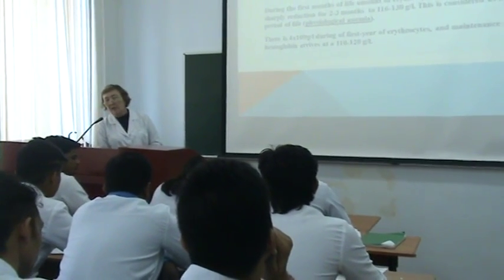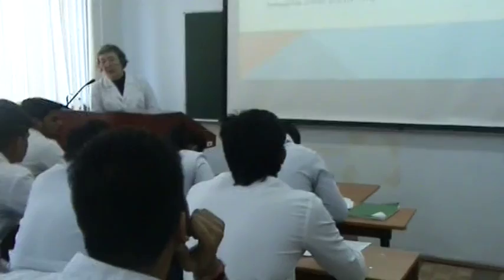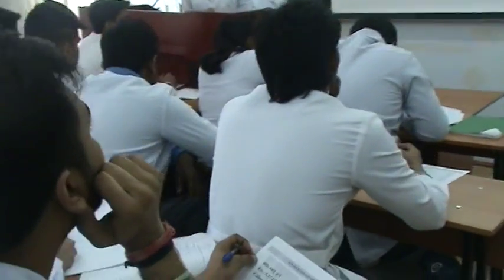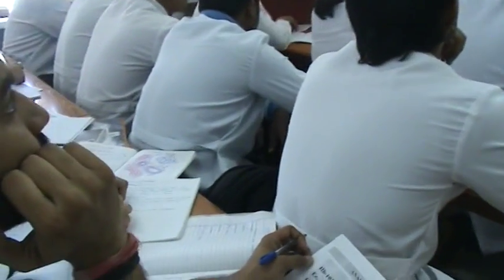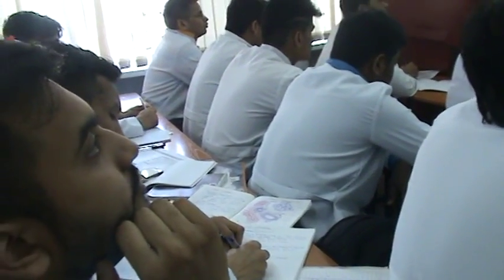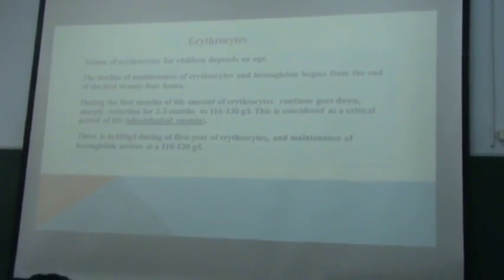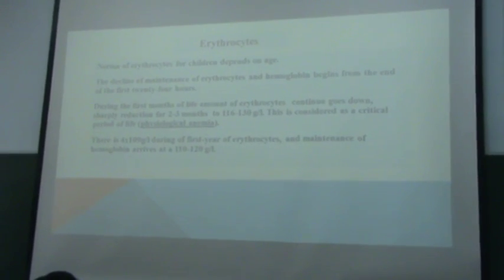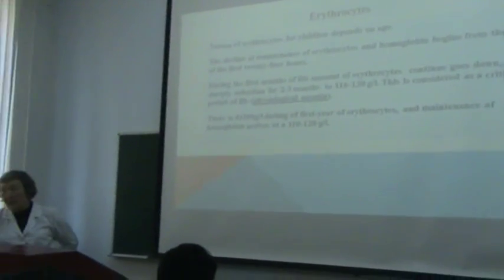There are 4 times 10 to the 9th per liter. By the end of the first year, the erythrocytes with maintenance of hemoglobin arrive at 110-120 grams per liter.